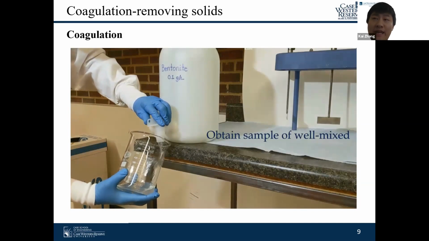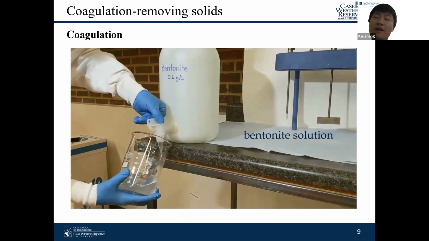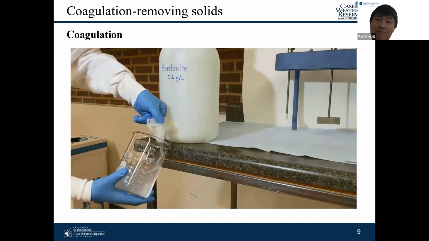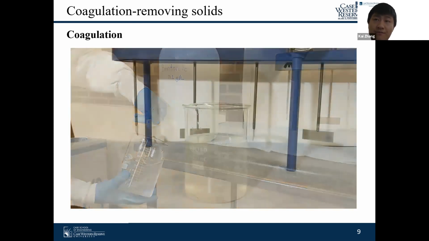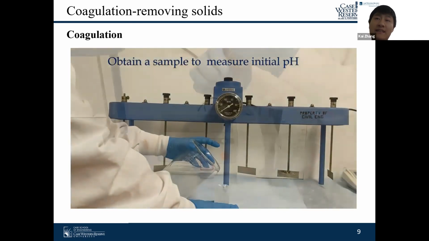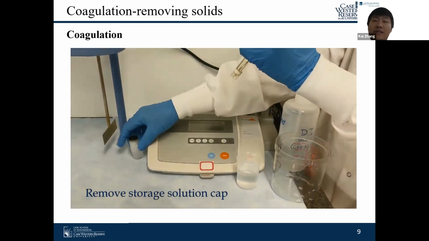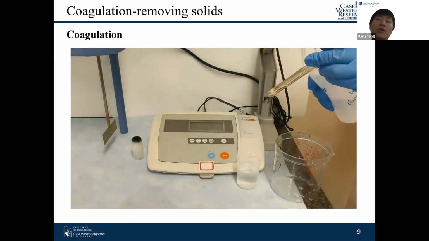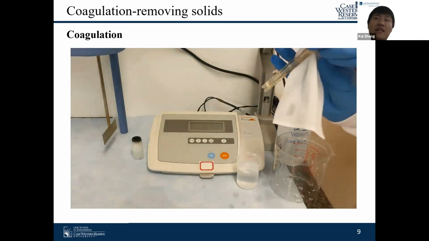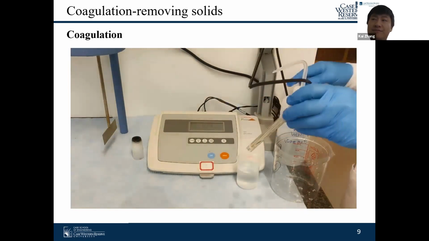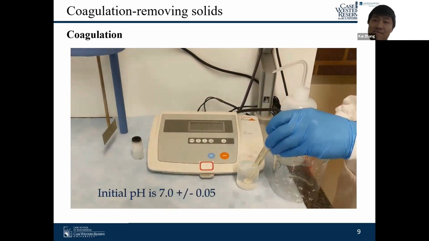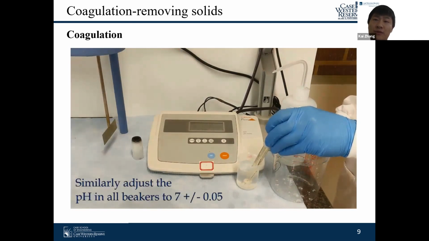Now we need to get a certain volume of untreated water. In this one, we use some simulated untreated water. In the beginning, we would like to measure some basic properties of this water. Especially, we want to know how many solids are in this untreated water. We measure the pH first. It's almost neutral, right?